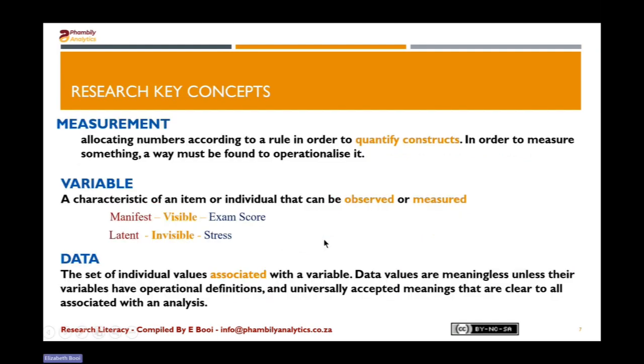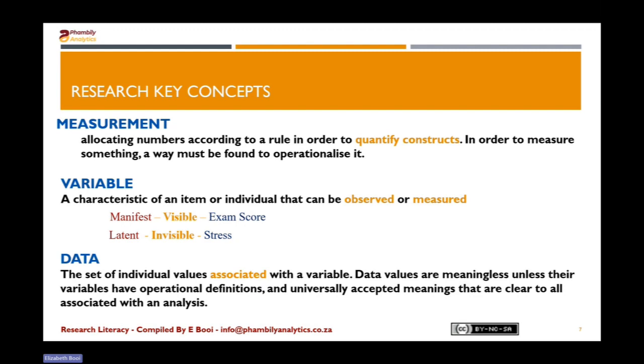So what are the terminologies or research concepts that you need to understand and learn when you undertake research? One, you need to understand what it is that you want to measure. Measurements are a way of allocating numbers according to a rule in order to quantify some constructs. And constructs can be any variable or any concept that you want to derive.